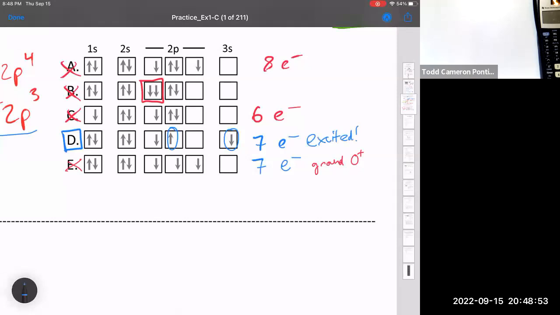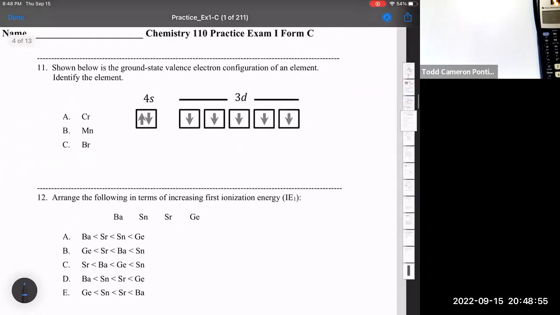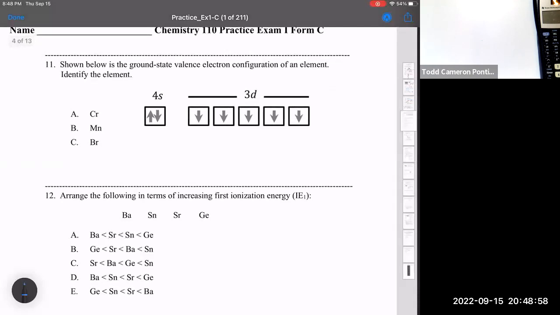Up next, 11. Shown below is the ground state valence electron configuration of an element. Identify the element. All right, so it's 4s2, 3d5. So 1, 2, 3, 4. This is the 4s. This is the 3d block. Just for posterity's sake, I'm going to include that the core is argon. We don't need to include that here, but why not? And then 4s, 1, 2, 3d, 1, 2, 3, 4, 5. We're looking at manganese.